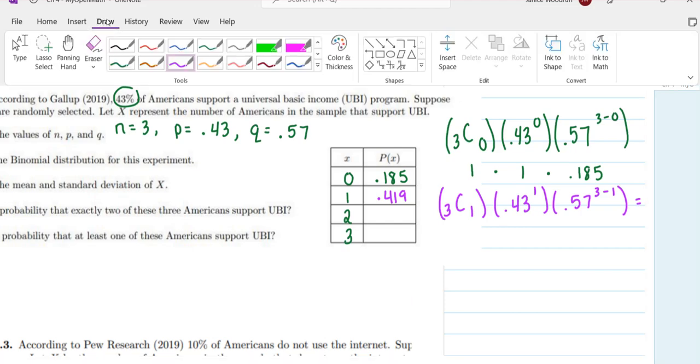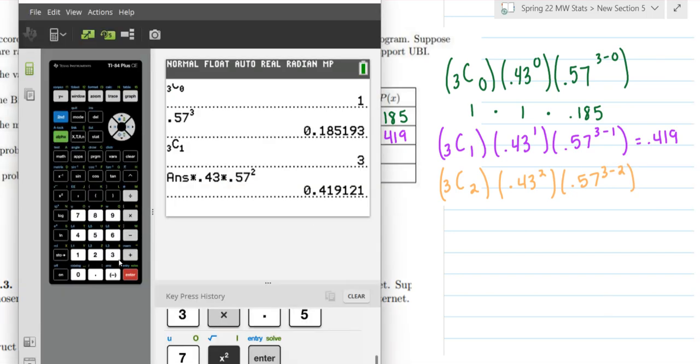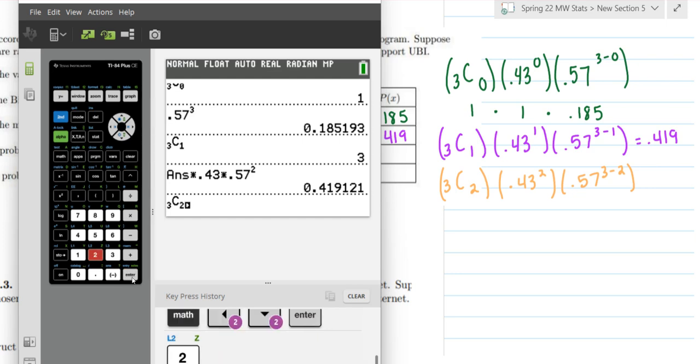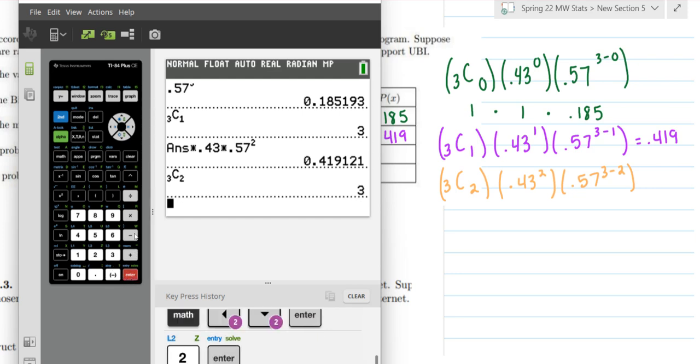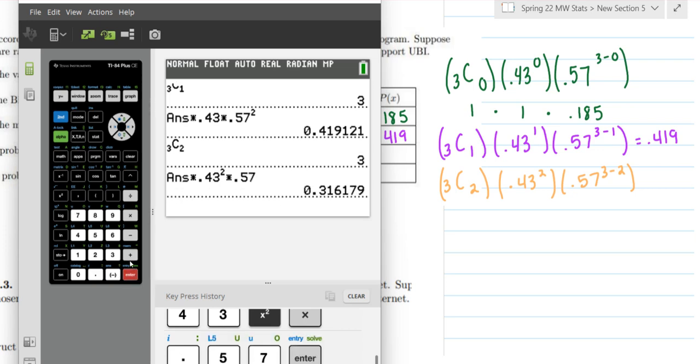All right, we'll get a new color for 2. Do the same thing. Replace the 1 now with a 2. So 3 choose 2, 0.43 squared, 0.57 to the 3 minus 2. So 3 math probability, and CR2 is 3. Then we're going to go times 0.43 squared times 0.57 to the first, so just 0.57. So that is going to give me 0.316.